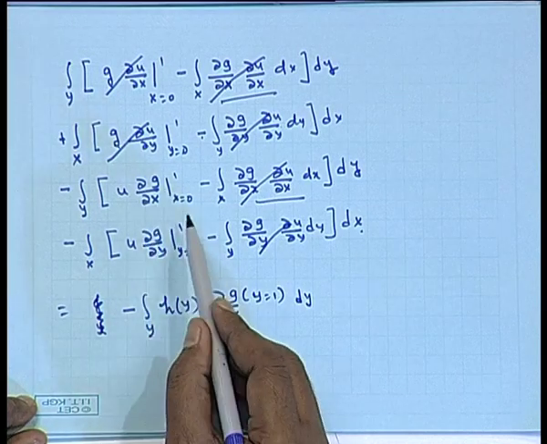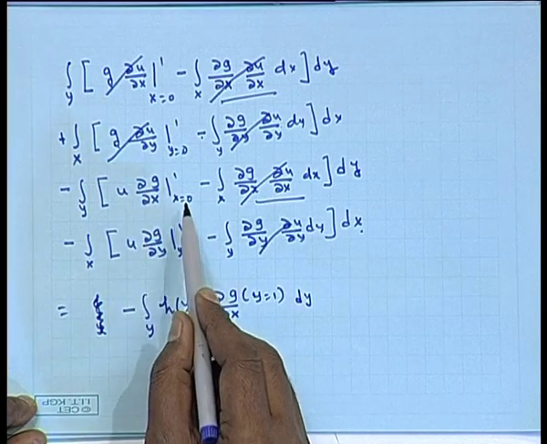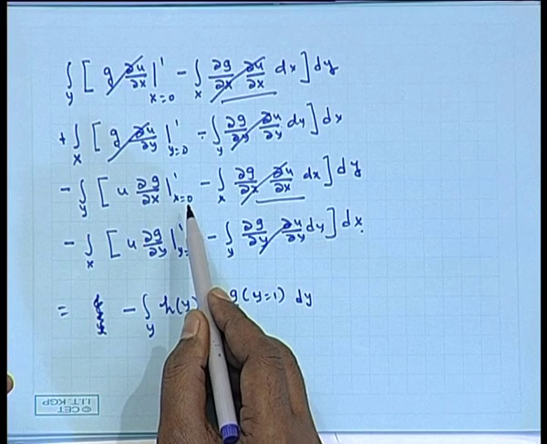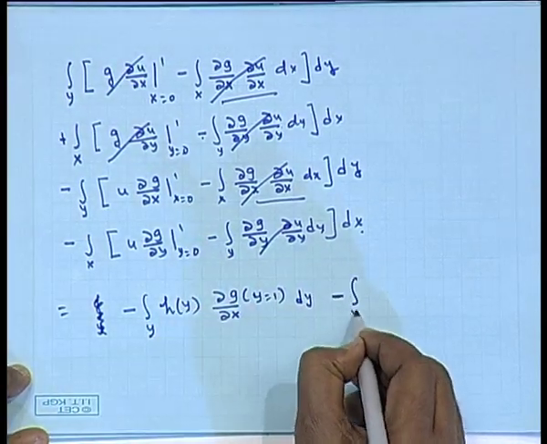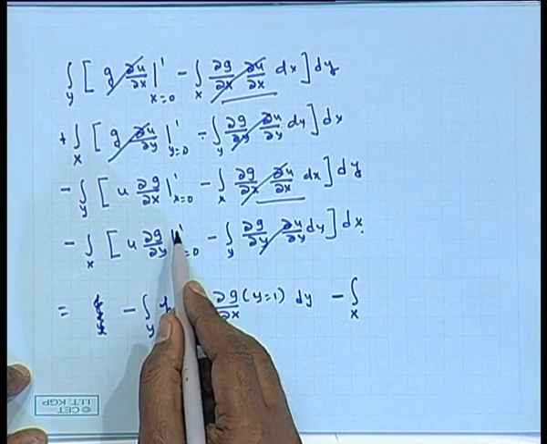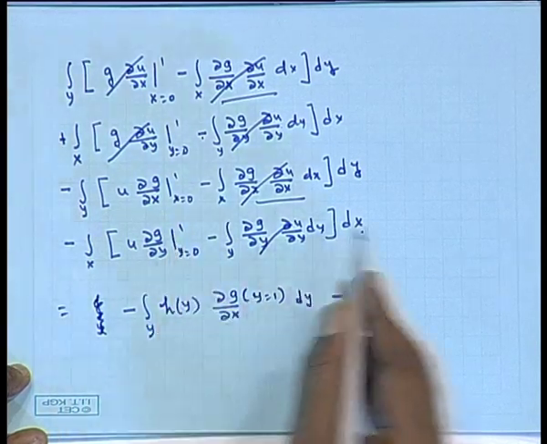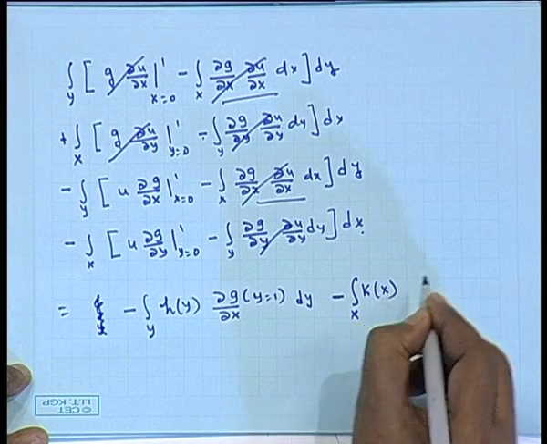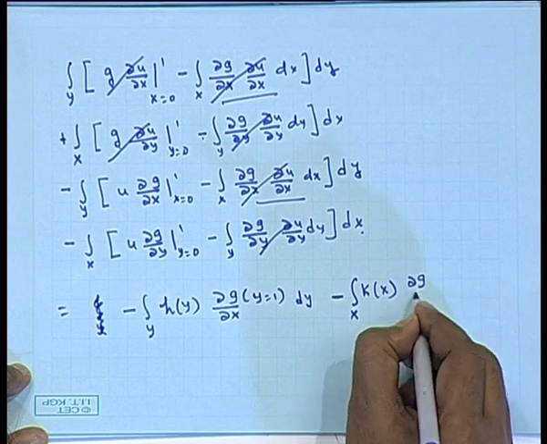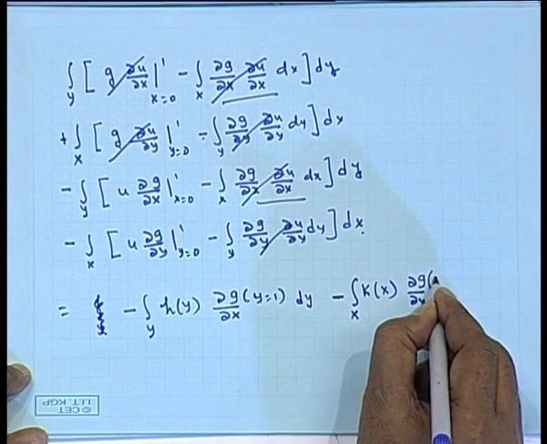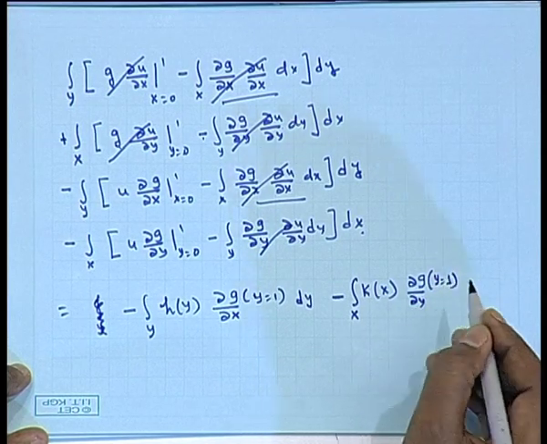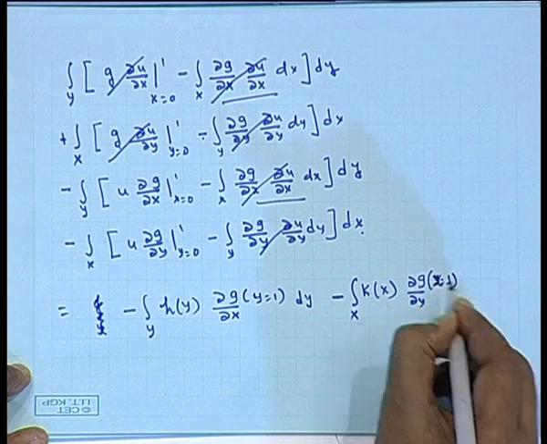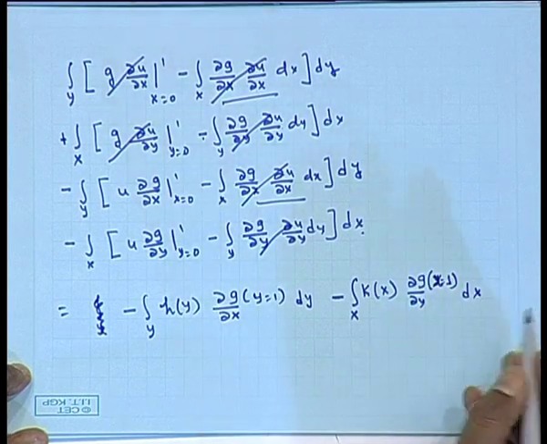Now, u at 0, that is 0. So, the second term of the limit will be gone. Minus over x, u at 1. What is u at 1? It is kx. Similarly, you can find out del g del y at y equal to 1, at x equal to 1. This is over dx over x.